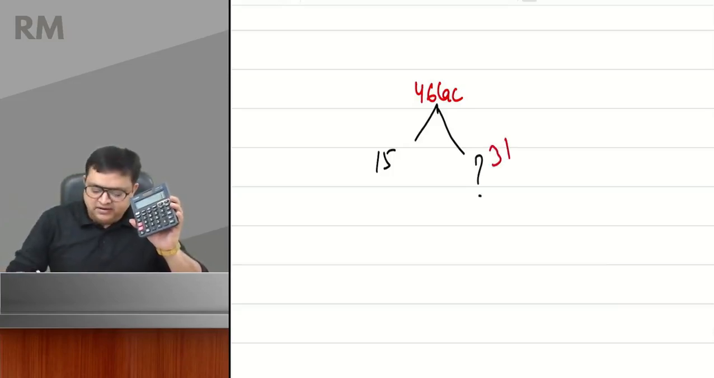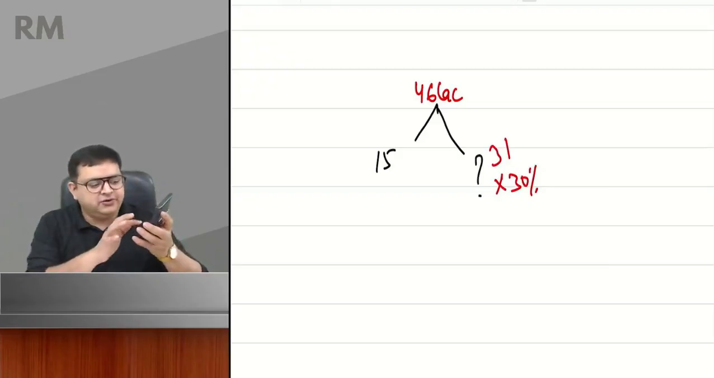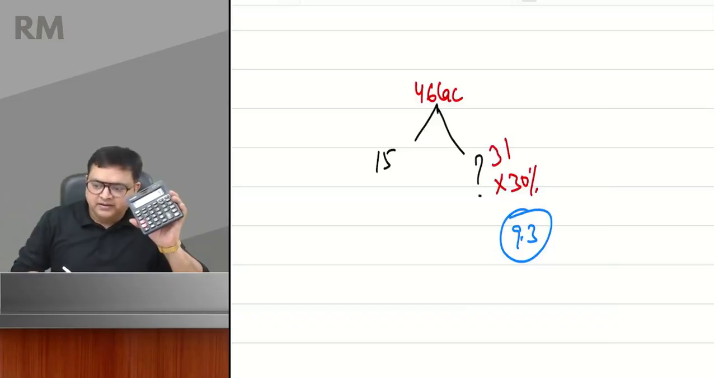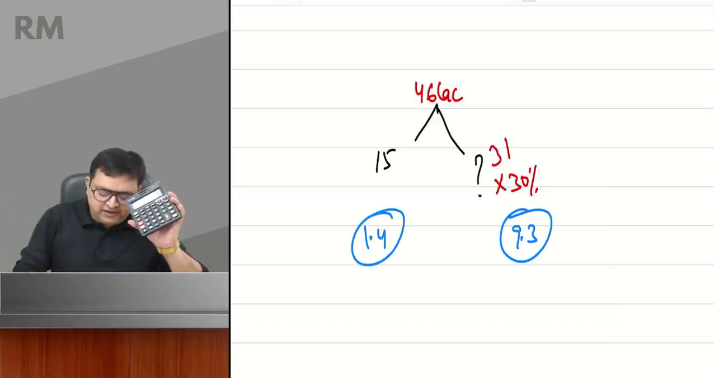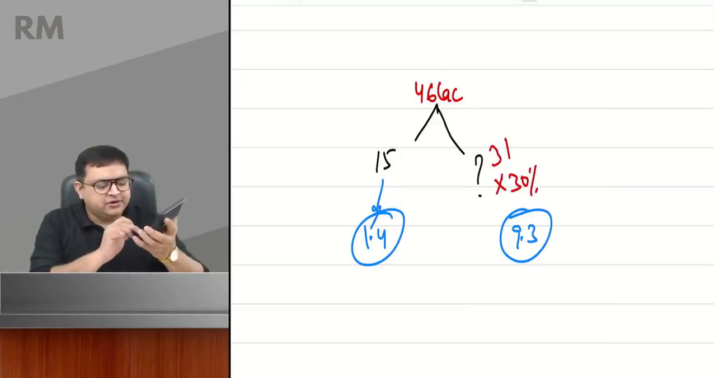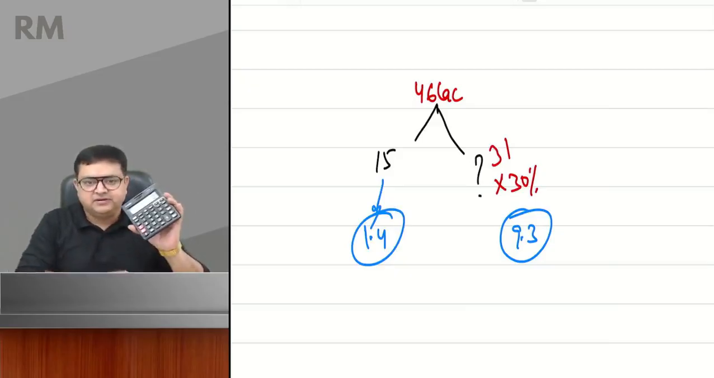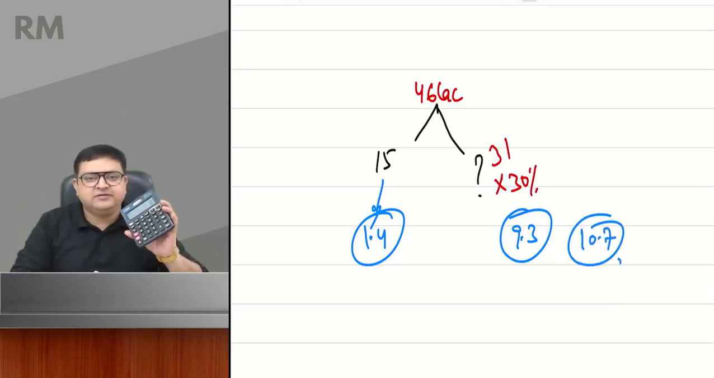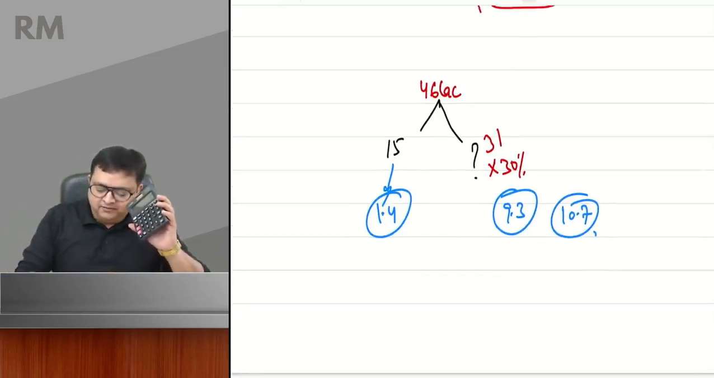31. Now apply the 30% rate: into 30%, you get 9.3. Just add 1.4 here also. 9.3 plus 1.4, you will get 10.7. So 10.7 is the tax under the default regime for any income which is more than 15 lakh. Once more.